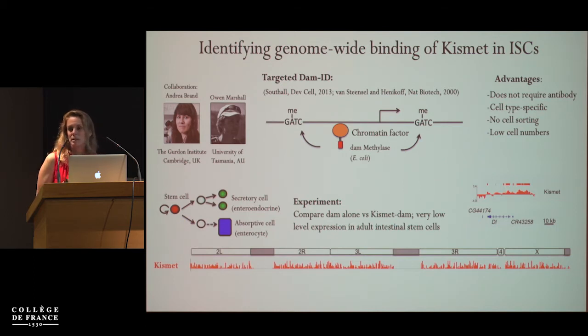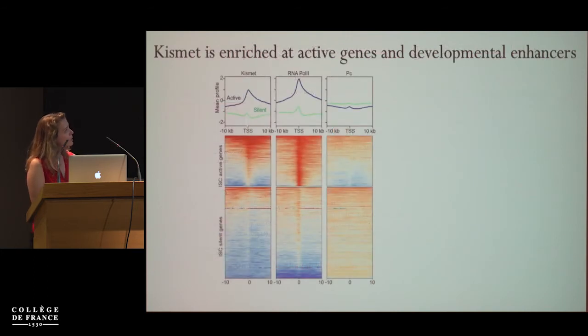So where is Kismet located at a genome-wide level? What Louis found is that if we look at genes that are active in the stem cell, Kismet is enriched at these genes as compared to genes that are silent or not expressed in the stem cell. And this is somewhat similar to RNA Pol II, which is also enriched at active genes, obviously, but different from Polycomb, which is a repressor factor.